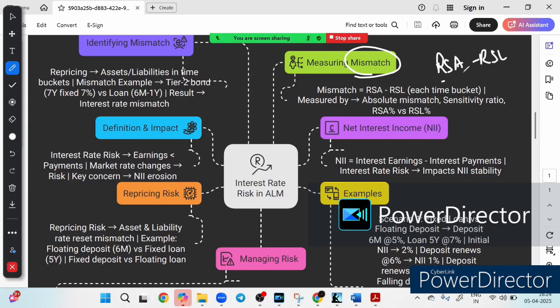RSA means rate sensitive assets and RSL means rate sensitive liabilities. That is the first technique. The second technique they have is the sensitivity ratio, which is the impact of rate change. And the third technique is RSA percent versus RSL percent. So there are 3 ways to measure this mismatch.